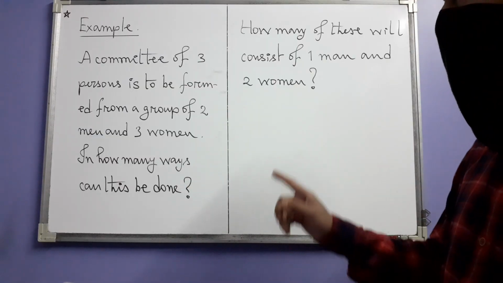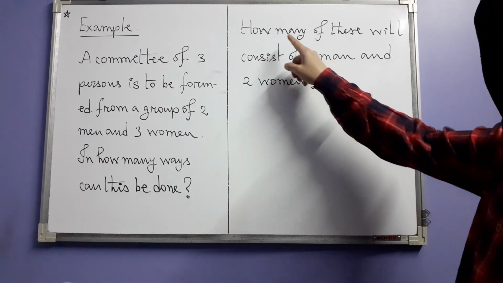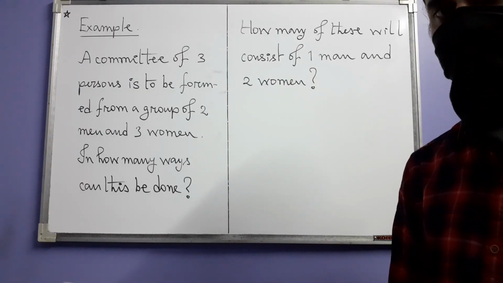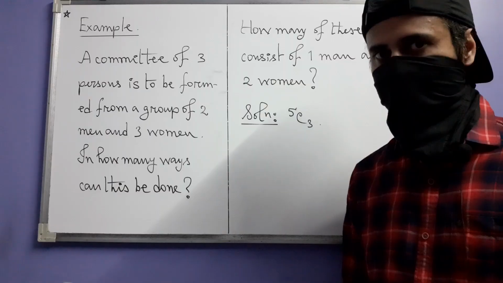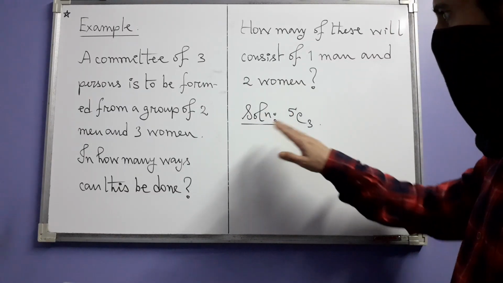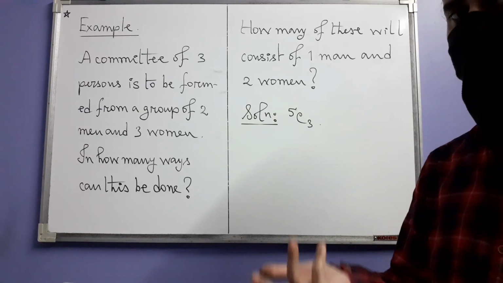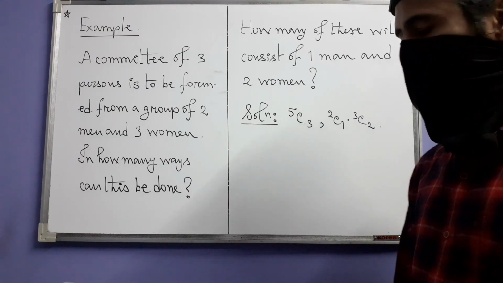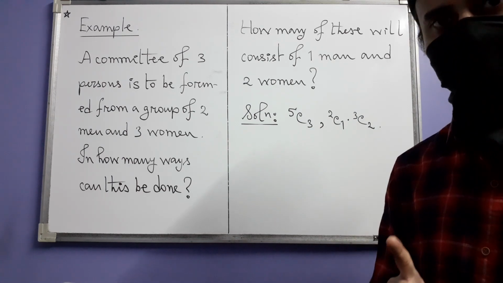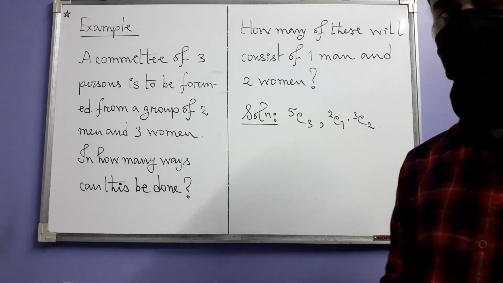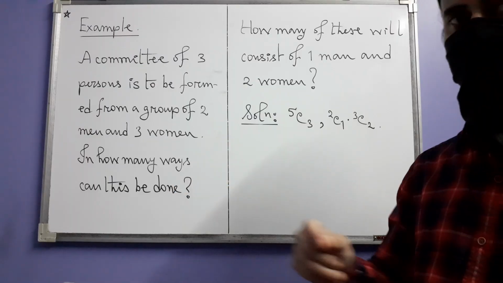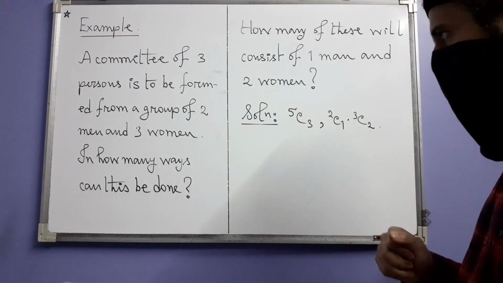That's one thing. And then we also have to find how many of these will consist of 1 man and 2 women. In total there are 5 persons and your committee should consist of 3 persons. So that's why the first answer is 5C3. It's just that. And the second one is what? In how many of these committees do we have 1 man and 2 women? There are 2 men, from which you can choose 1 man in 2C1 ways, and from 3 women you can choose 2 in 3C2 ways.